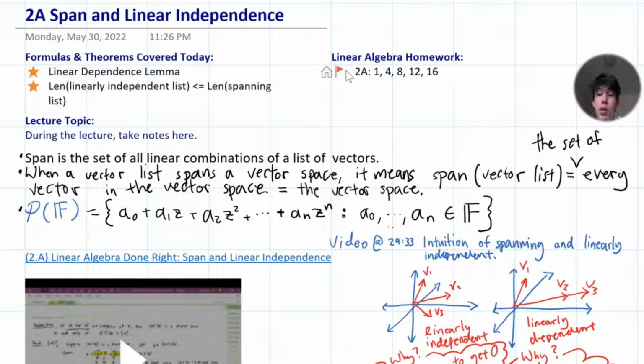The homework is every multiple of 4, so 1, 4, 8, 12, and 16. And I guess let's get started.